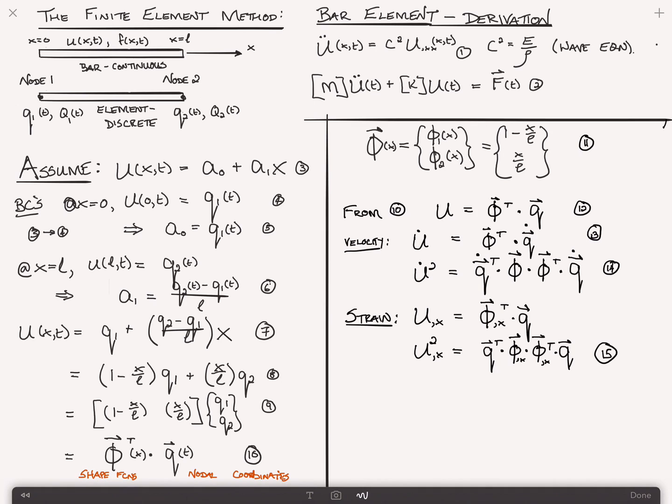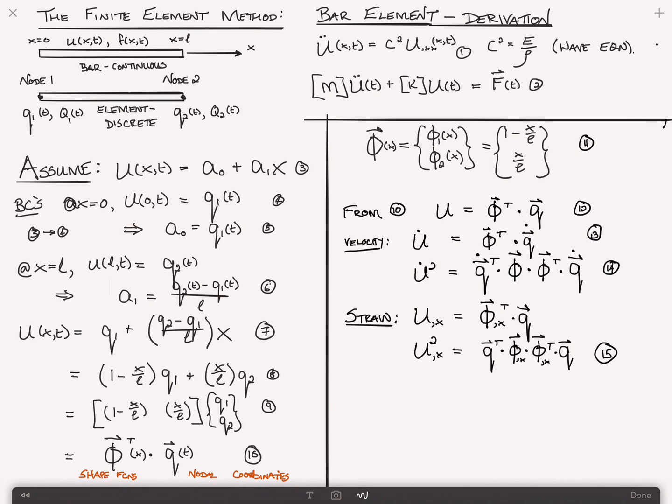That as a result of equation 10, the expression for u, when we take the time derivative here, we take only the time derivative on the q, which is the time-dependent part. When we take the x derivative, we take it on the phi, which is the x-dependent part. And when we square something, that's just a standard way of squaring two matrices. Okay, and that's beyond the scope of this video to explain why that is. All right, let's go to the next page.